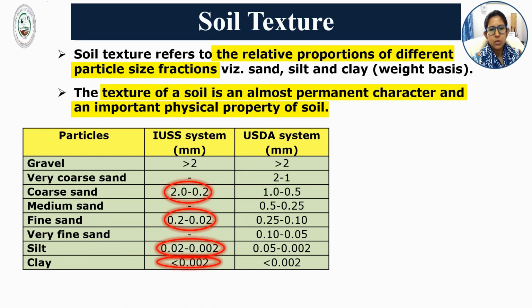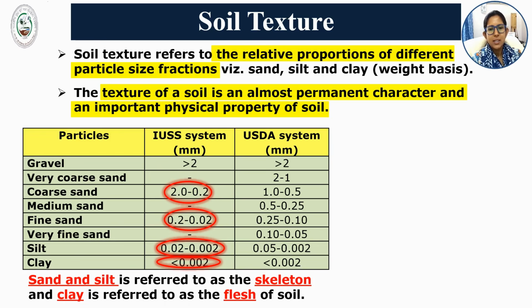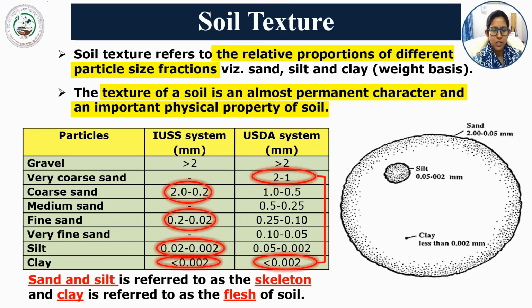And the International Union of Soil Science and the USDA system have certain differences in the classification range, though it is obvious that 2 to 0.002 or less than 0.002 are the fractions which are considered in the soil particle fraction or for the purpose of defining soil texture. And generally the texture is expressed as a percent of these 3 fractions in 100 gram of soil.